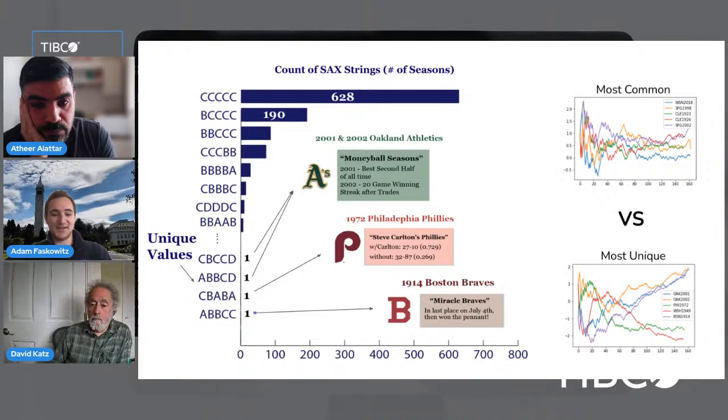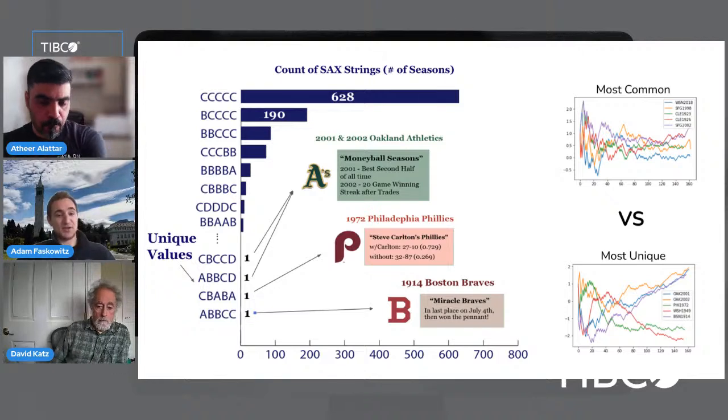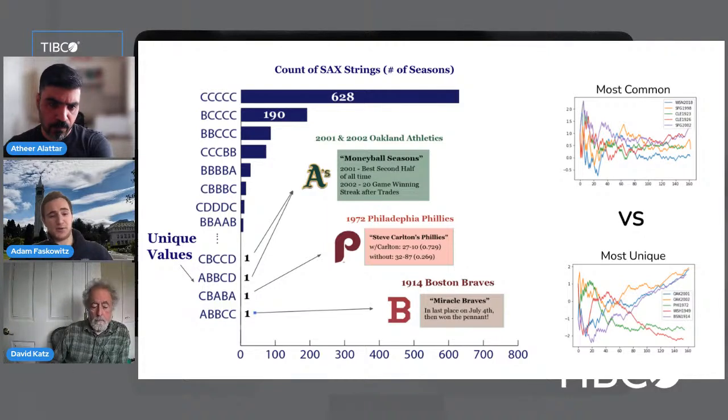And then finally, the 1914 Boston Braves, which maybe should have a movie made about them. They were in last place on July 4th, around the middle of the season, but ended up winning the entire pennant by the end of the year. So pretty interesting results that I happened to just stumble into. You can use these SAX encoding strings to do many different things, but it's actually an interesting tool for anomaly detection when you start to look at some of the more unique ones on the list.